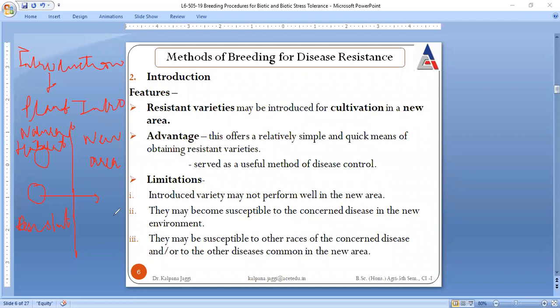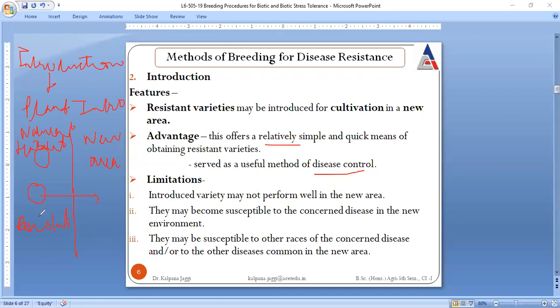What is the advantage behind going for the introduction? This is a very simple and quick method of obtaining resistant varieties, because we are much familiar with the many resistant varieties. And it has also served the purpose of disease control, right? But this method has many limitations also.